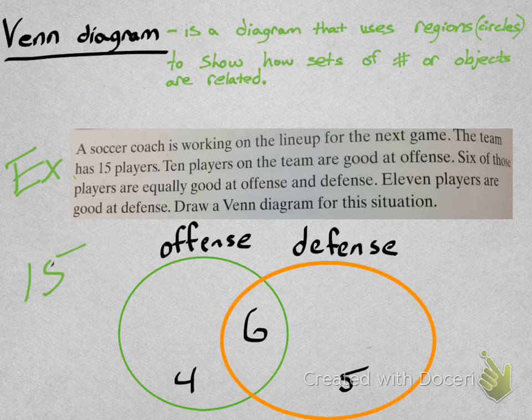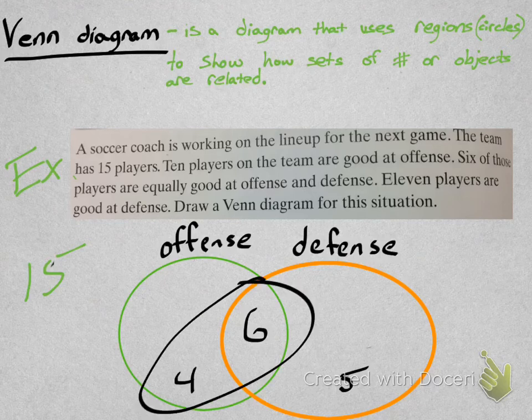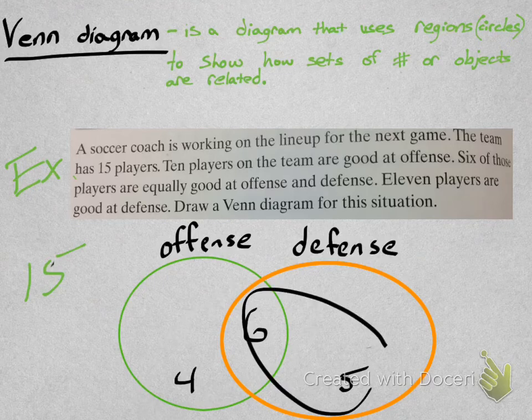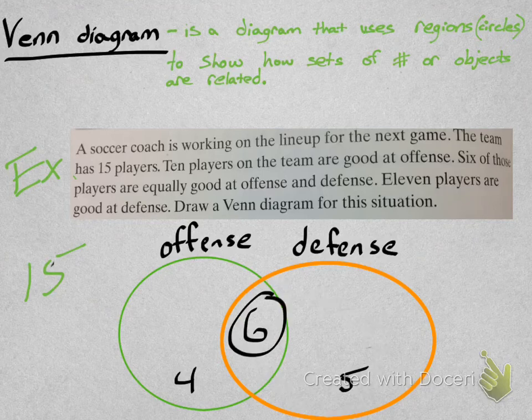So, that's it. Now you can answer questions. How many players are good at offense? There's 10 of them, because those are the ones that are covered in the green circle. How many players are good at defense? 11. That's how many players are in the orange circle. How many players are good at both? 6, because that's how many players are in both circles. See, it's pretty easy once you draw the diagram.